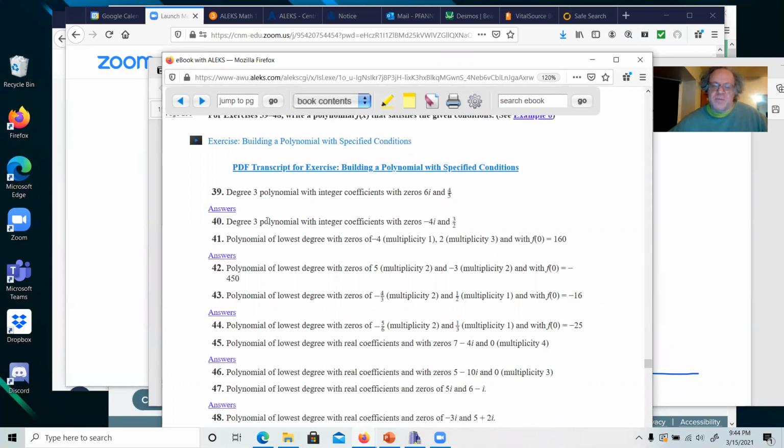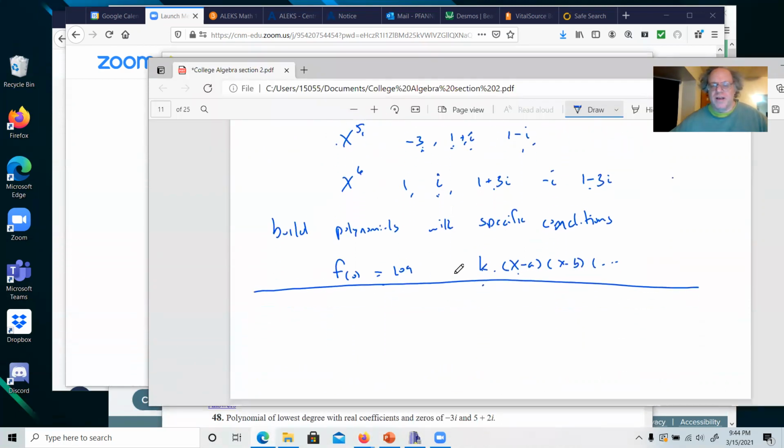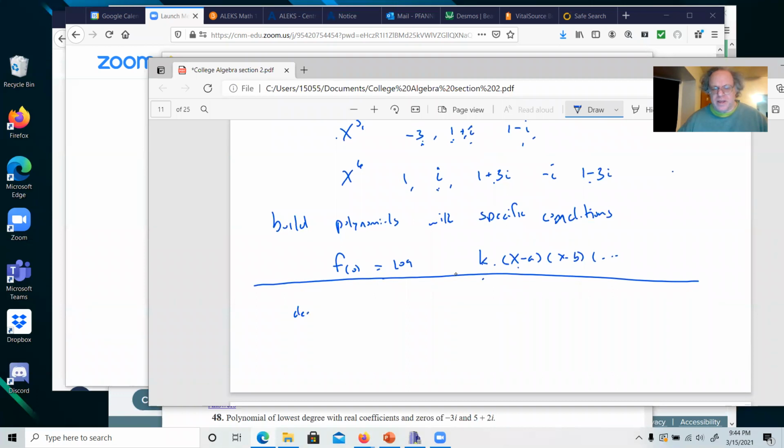Okay. So we have a degree 3 polynomial with integer coefficients and zeros of -4i and 3 halves. So we know that we have a degree 3. We have -4i and 3 halves as zeros. Well, what do we know about -4i? That it's a 0. So we know automatically that positive 4i, its conjugate, is also a zero. It's 0 minus 4i, we have 0 plus 4i. That middle sign changes.